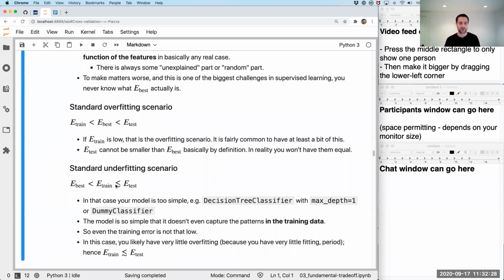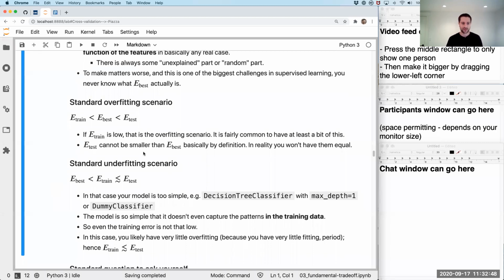So I'm saying they're usually about the same, but maybe training is slightly less. But you're not going to be as good as e-best because your model is too simple. Had you made your model a bit more complex, you might have been able to get better and get closer to that e-best where we're really trying to get, even though we don't know where it is. So these are two very important terms: overfitting, where you have a very complicated classifier, and underfitting, where you have a very simple classifier. And we're going to be talking about these over and over again.